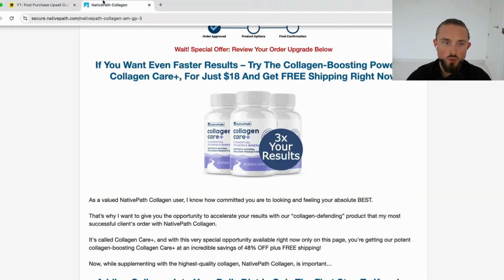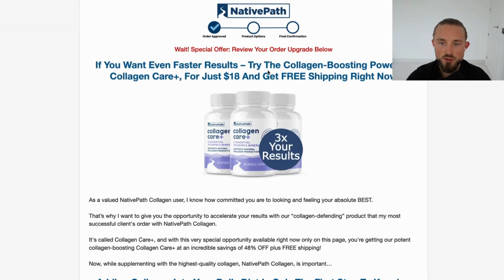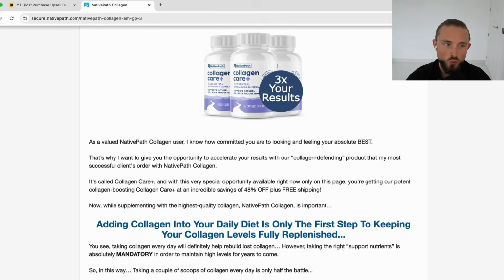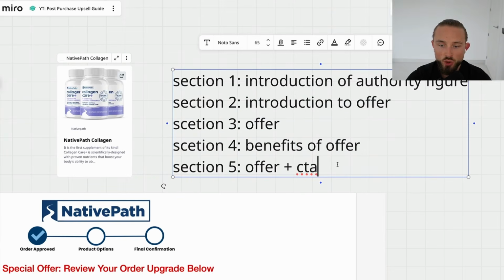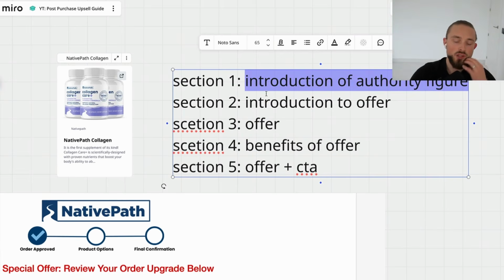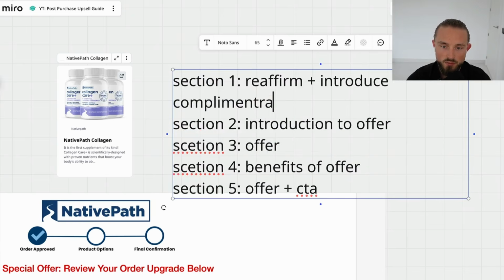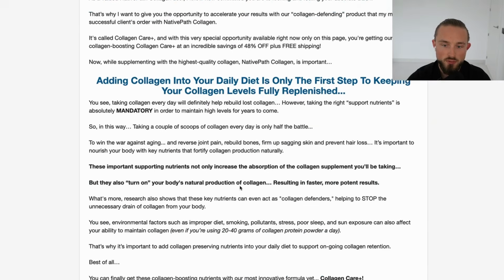Now, what is section 1 that we can see on the page? If you want even faster results, try the collagen boosting power of Collagen Care Plus, right? So essentially on section 1 here, we tell them, hey, you already decided for product A on the front end, and you made a great decision, but here's another part that could be great for you, right? So essentially, we reaffirm them and introduce a complementary product. That's what we do in section 1.